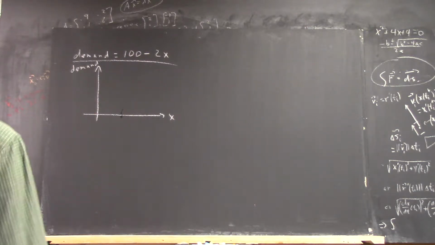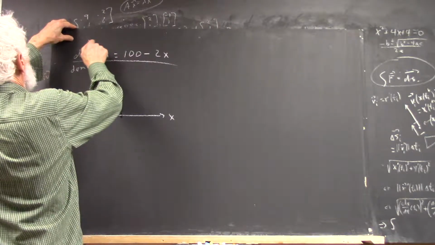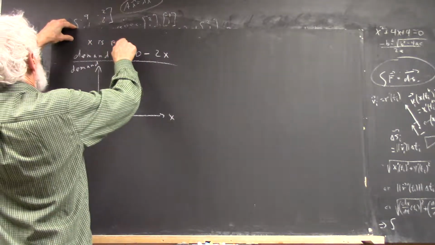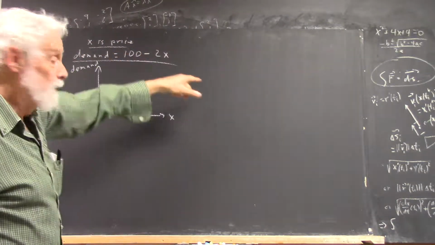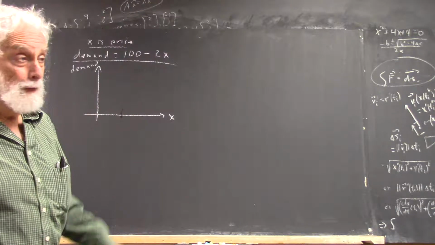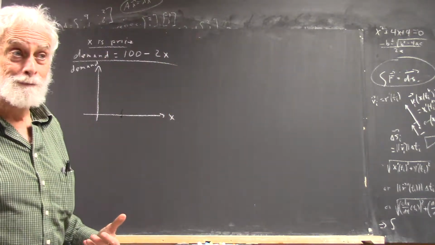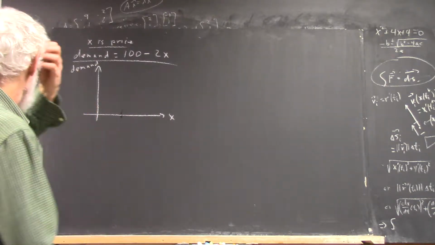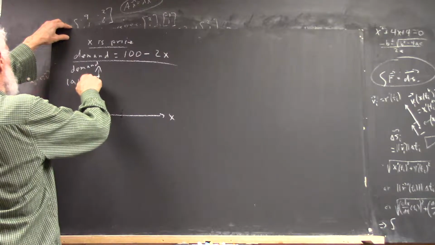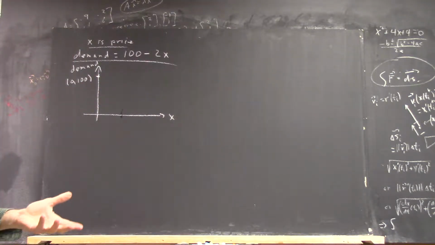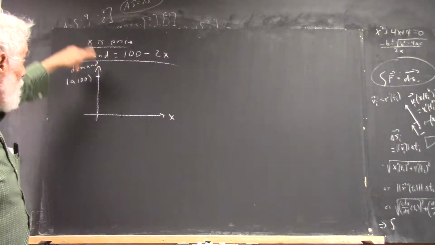A couple of things. Okay, so we have a demand equation. X is the price we charge. The demand is 100 minus 2x. So if x is 0, that means there's a demand for 100 of these things. Okay? So demand is 100. Here's the point: (0, 100). That makes sense? If x is 0, demand is 100.